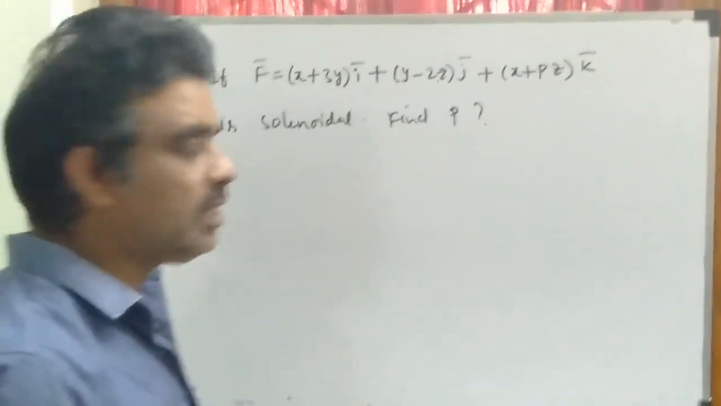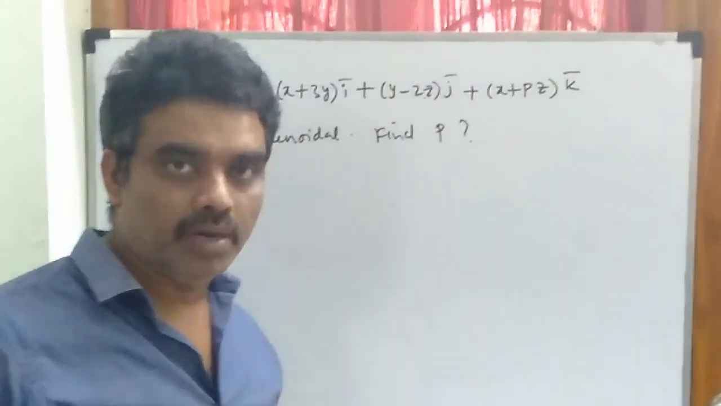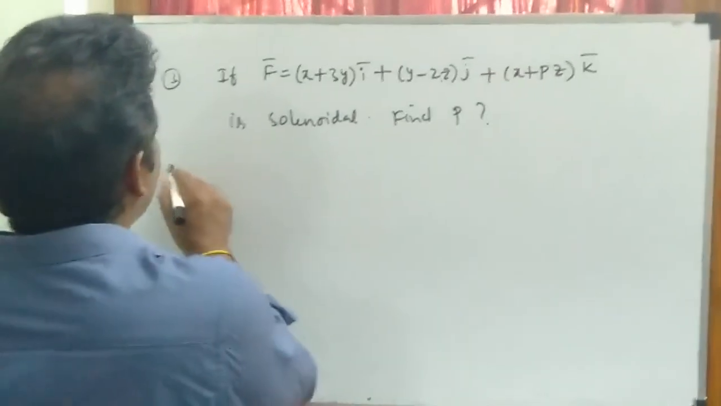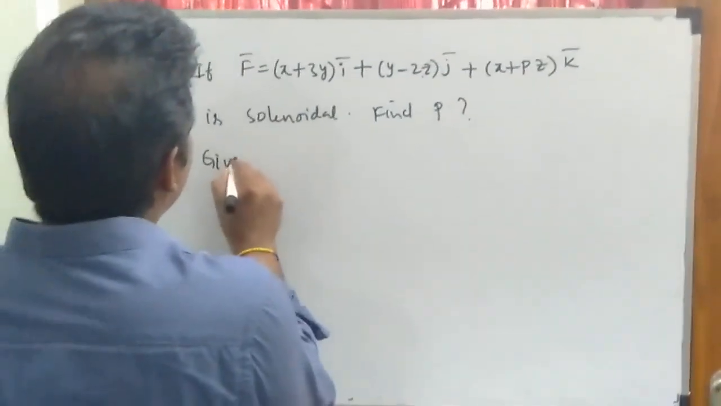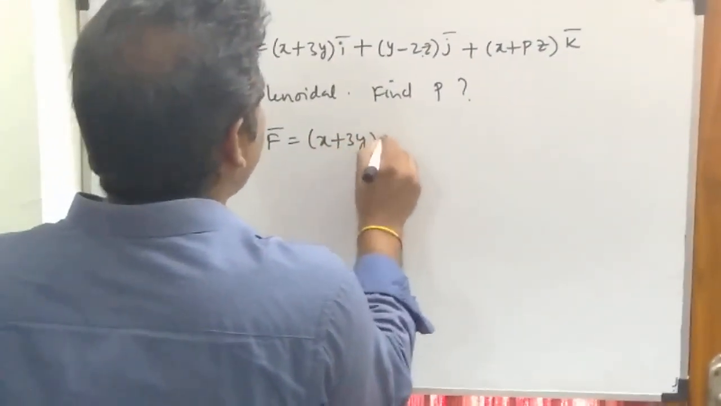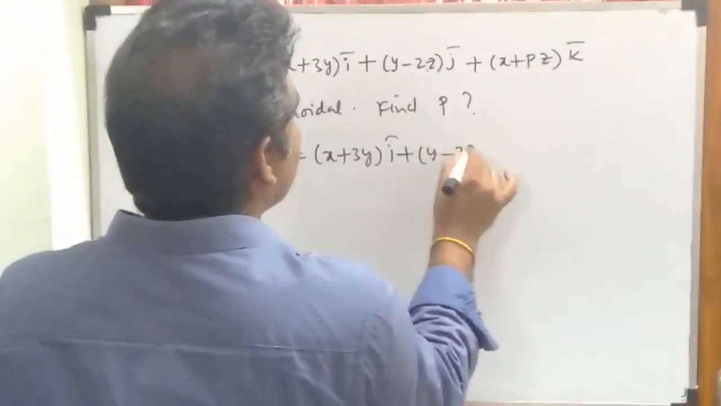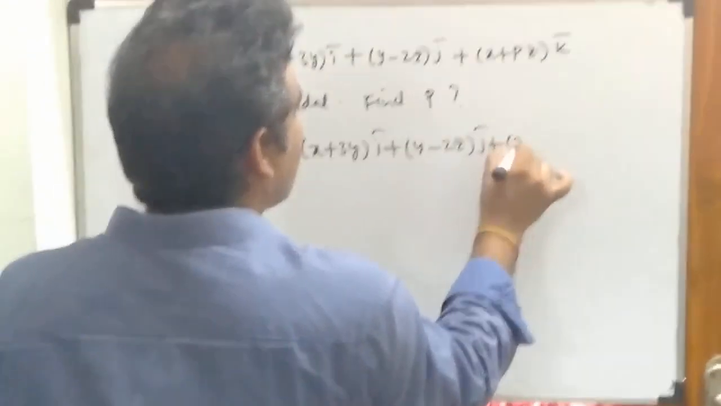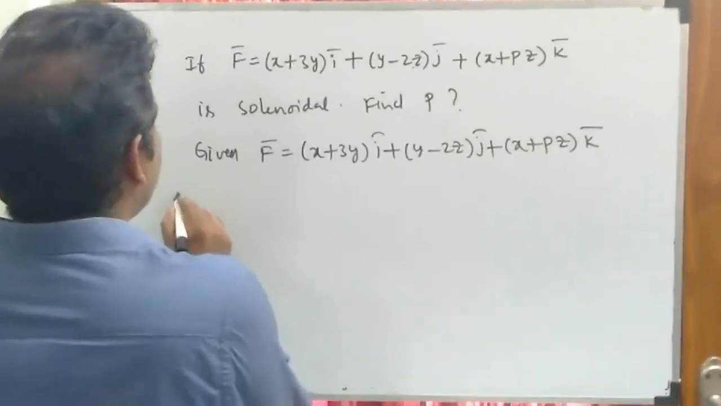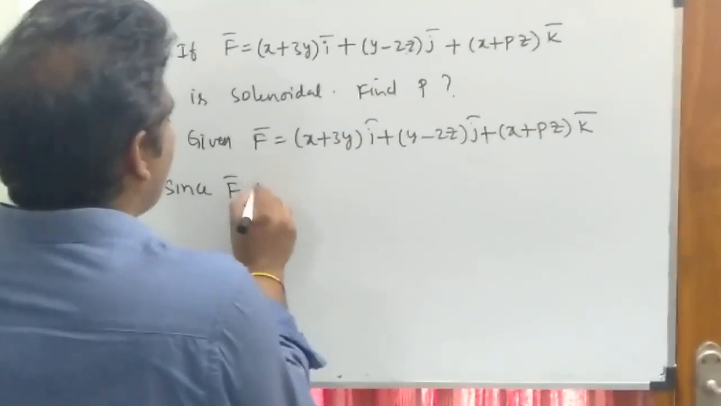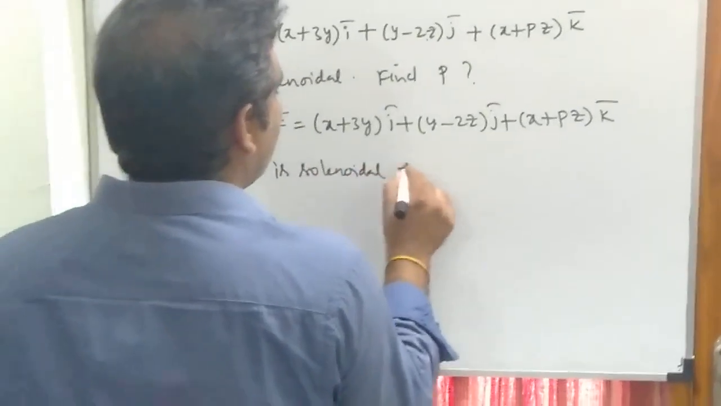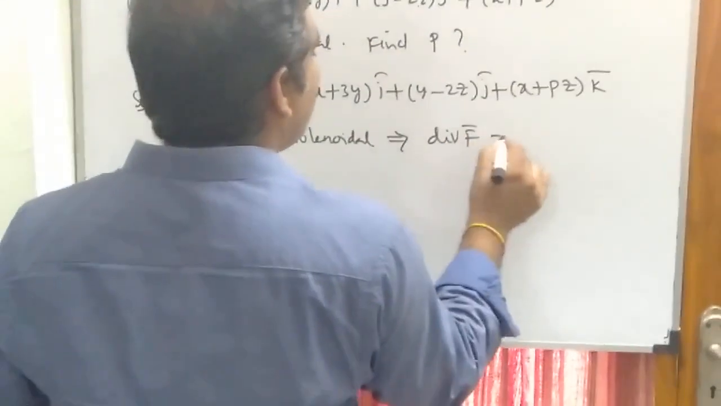So we know that if f bar is solenoidal, then div f bar is equal to 0, so that you can find the value of p. Solution. So write the given vector, given f bar is (x plus 3y) into i bar plus (y minus 2z) into j bar plus (x plus pz) into k bar. Since f bar is solenoidal, div f bar is equal to 0.